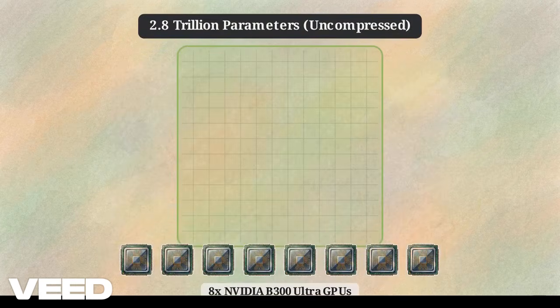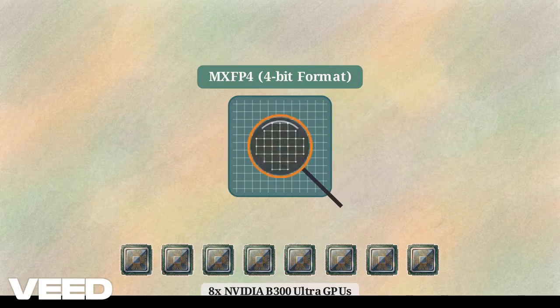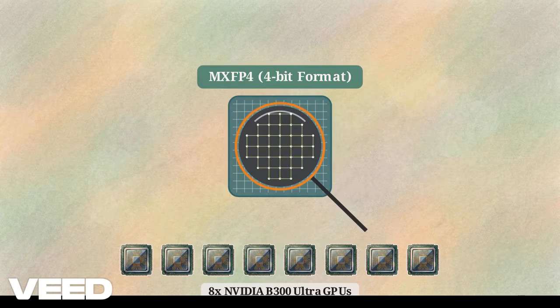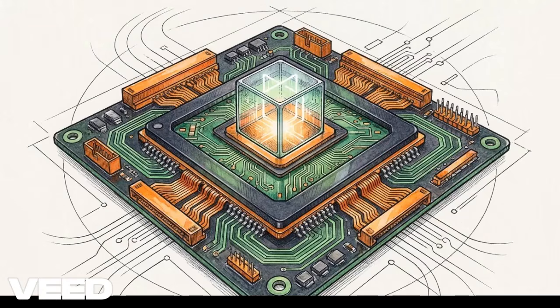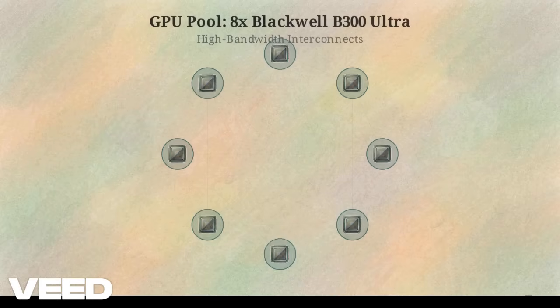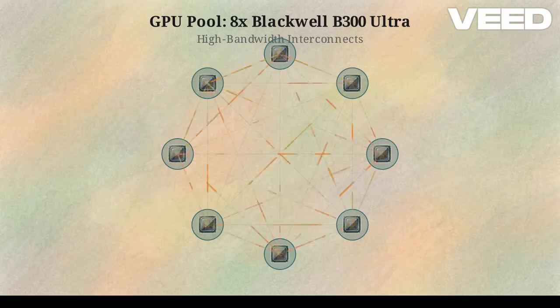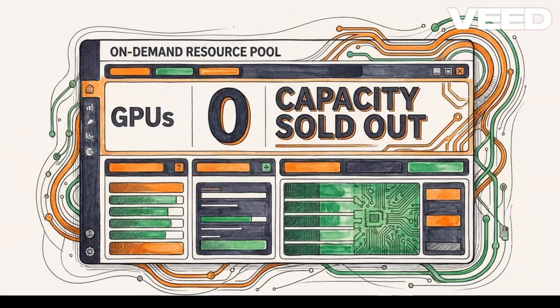tensor parallel inference. To fit the 2.8 trillion parameters onto these GPUs, the weights are distributed in microscaling floating-point 4-bit format, or MXFP4. MXFP4 provides the necessary memory efficiency to fit the model's massive footprint into VRAM without degrading the output quality. Effective deployment depends on using MXFP4 to stay within VRAM capacity limits, while the high-bandwidth interconnects manage the rapid data transfer required across the GPU pool.